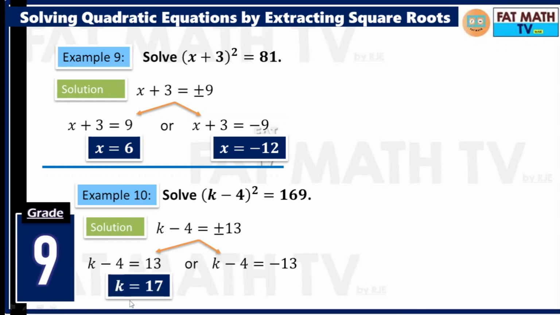So if k minus 4 is 13, k is 17. That is by adding 4 to both sides of the equation. Here, if you add 4, then you will have negative 13 plus 4. So k equals negative 9.